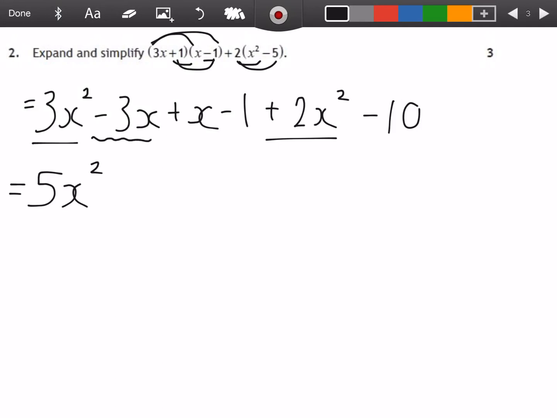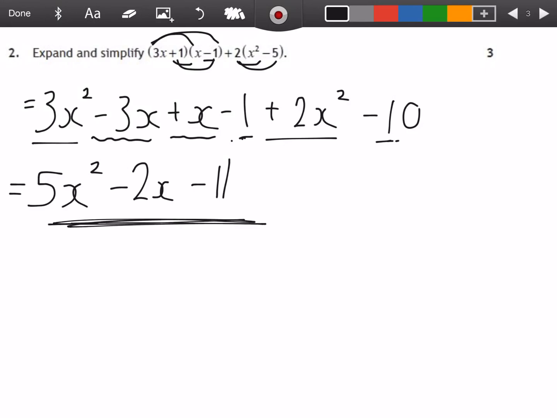Negative 3x, remember the wee sign in front is what you have to do with it. Add on 1 more x, and there's no more x's there. So negative 3 add 1 leaves us with a negative 2x. We've got a minus 1 there and a minus 10. Remember, we're collecting on like terms. We're not multiplying or anything. Negative 1, take away 10 more. Take away 11, and that's your answer.